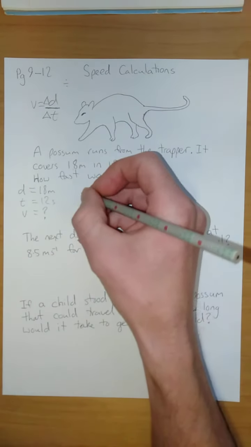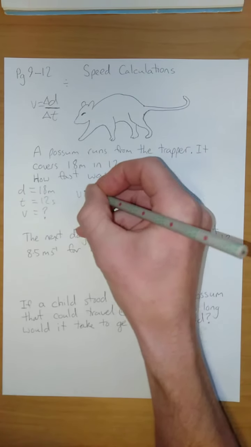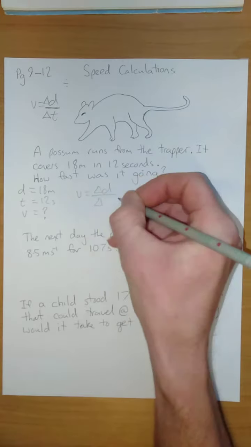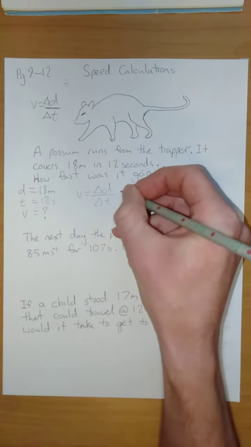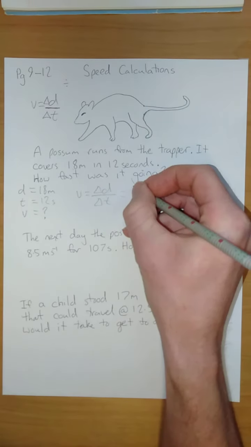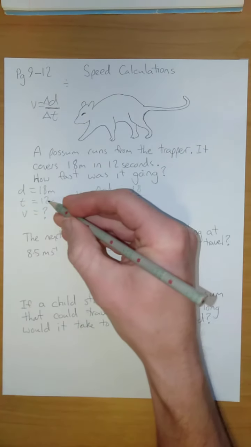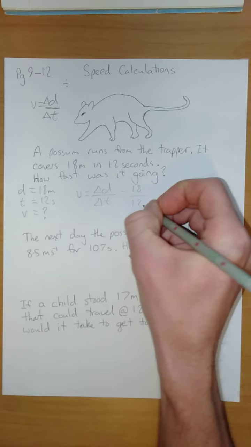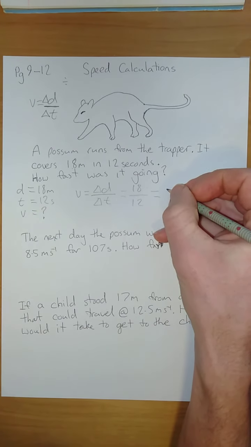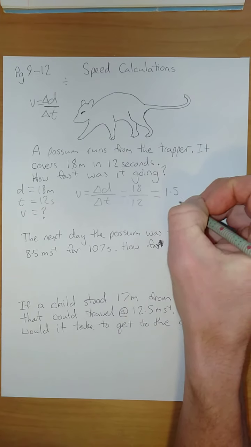So now our next job is to write the formula down. So velocity is equal to change in distance, how much the distance changed, divided by how much time it took. And then we just substitute in. So instead of the D, we put in 18. Instead of the T, we put in 12. And then we put it into our calculator, and we get 1.5.